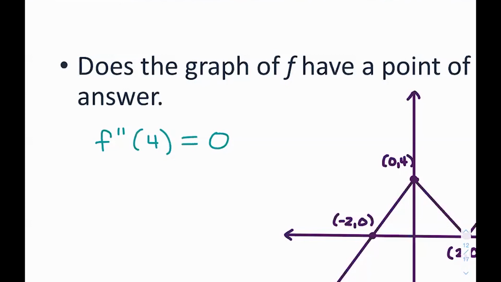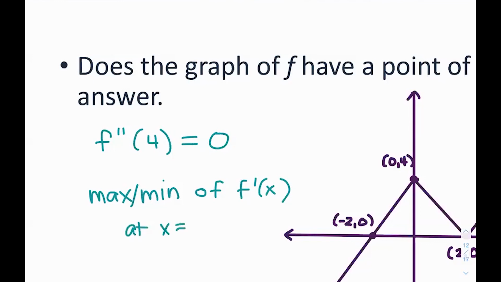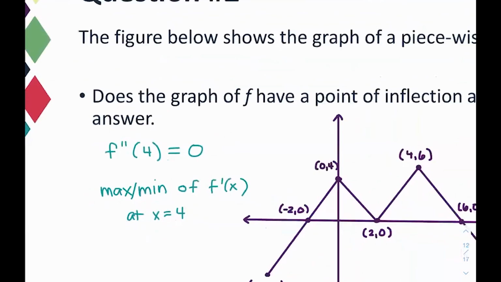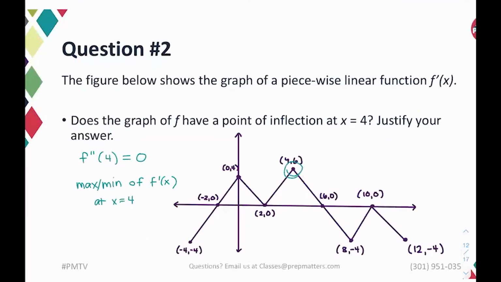That means that we are going to have a maximum or a minimum, or we could have a maximum and minimum of our derivative at x equals 4. If concavity of the function is changing, then the sign of the second derivative is changing. If the sign of the second derivative is changing, then the first derivative will change from increasing to decreasing or decreasing to increasing. And this does happen right here at x equals 4.